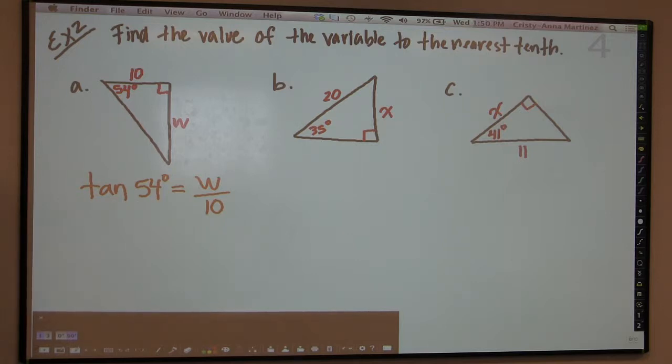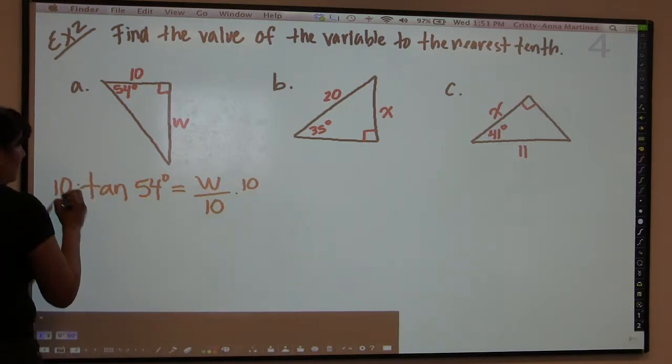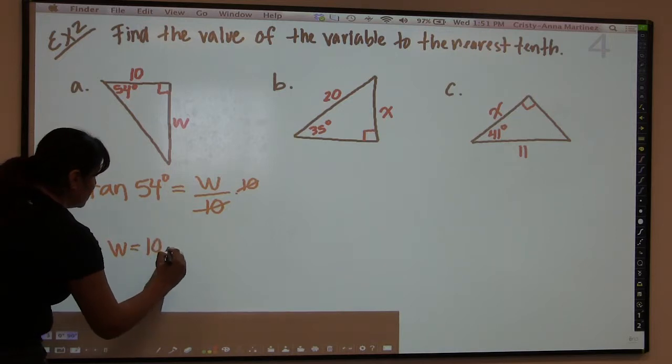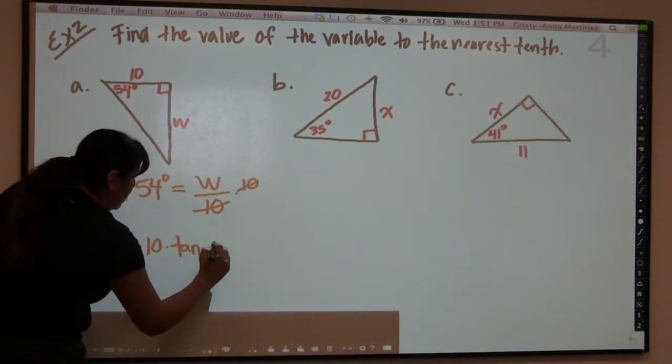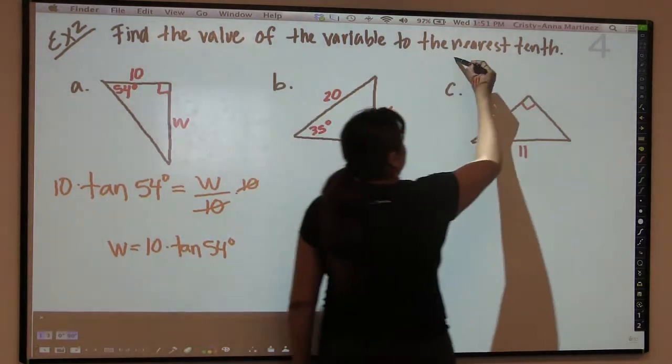Right? And now we want to solve for W. So I can multiply both sides by 10, and W is going to equal 10 times the tangent of 54 degrees. And it does say to round to the nearest tenth.